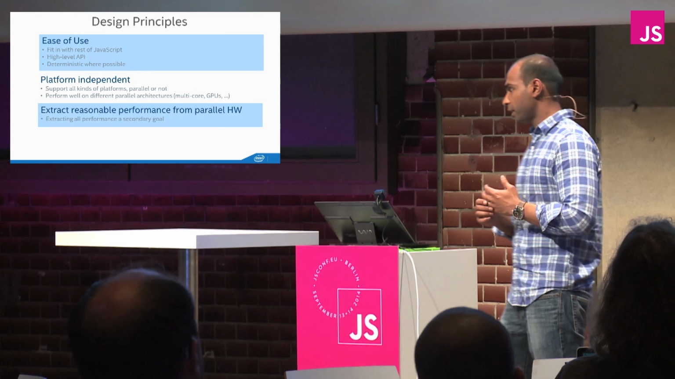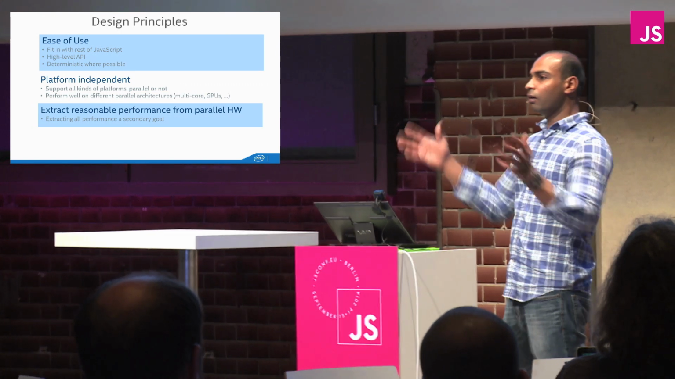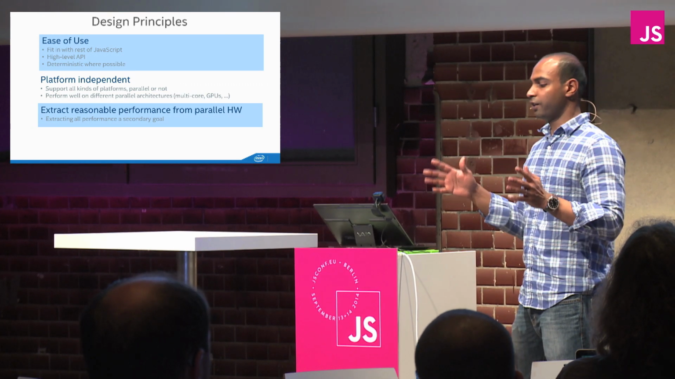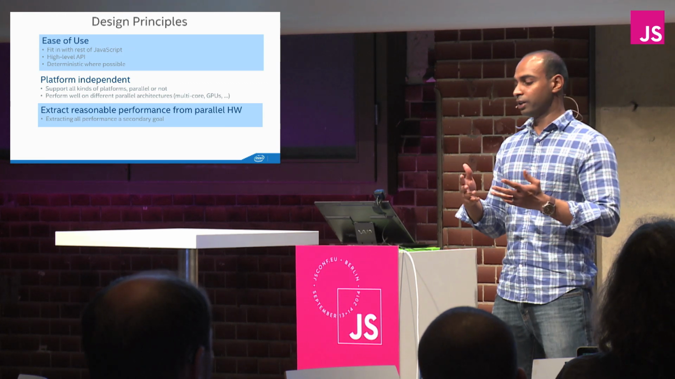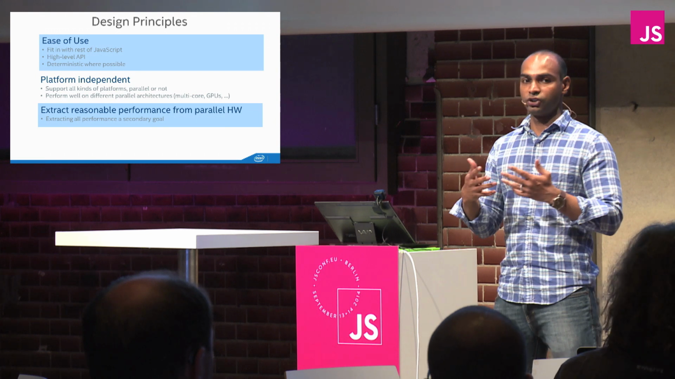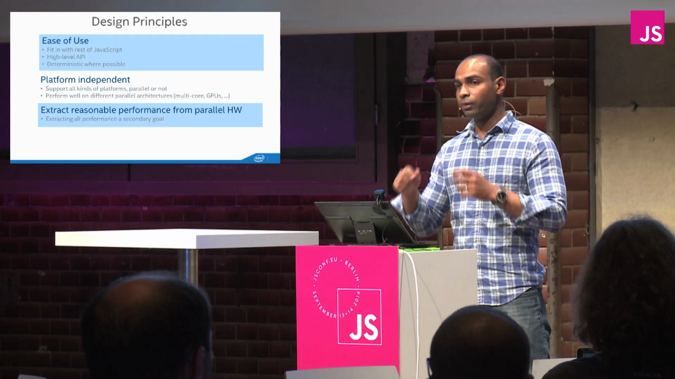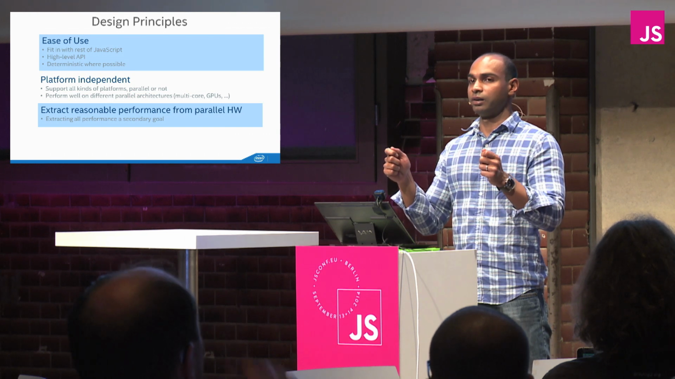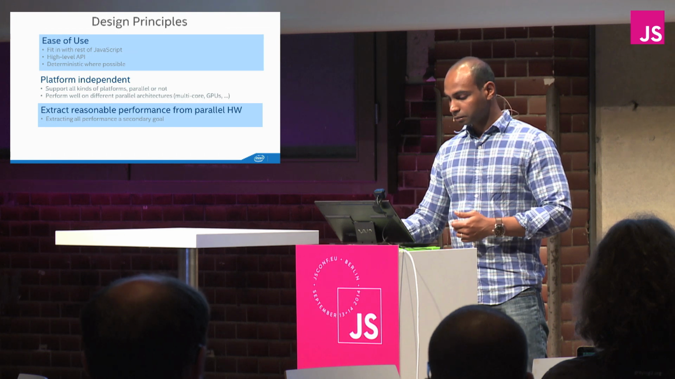Our goal is to extract reasonable performance from parallel hardware. Extracting all performance out of parallel hardware is a secondary goal, and this should not be completely up to the developer. The browser runtime should share a lot of this burden of extracting performance. So we want to make the expression of parallelism easy, but not necessarily how you actually implement it.